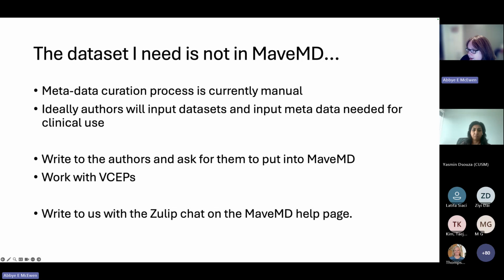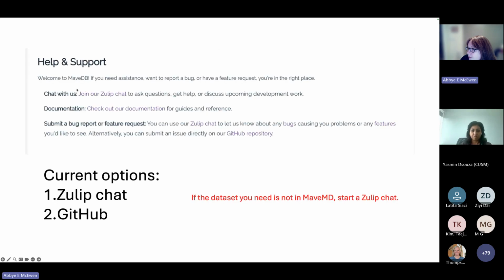And then the other thing we're thinking is that we should be working with VSEPs to lean on authors to get the relevant data sets into MAVE-MD. Otherwise, you can write to us with a Zulip chat that's on the MAVE-MD help page. And if you go to the help and support page, there's a link here for the Zulip chat.